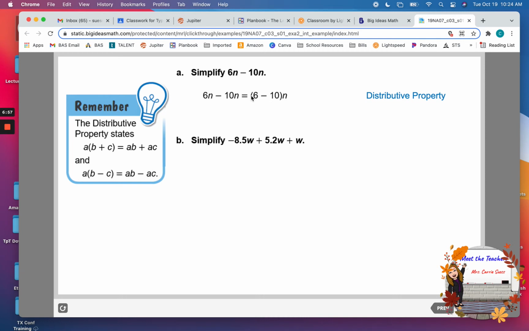Okay. So once I've pulled the N out to where the N's on the outside of the parentheses, now I can just simplify what's on the inside, right? What's 6 minus 10? Negative 4. -4, and then times N. Congratulations. It is very important you understand this backwards distribution.